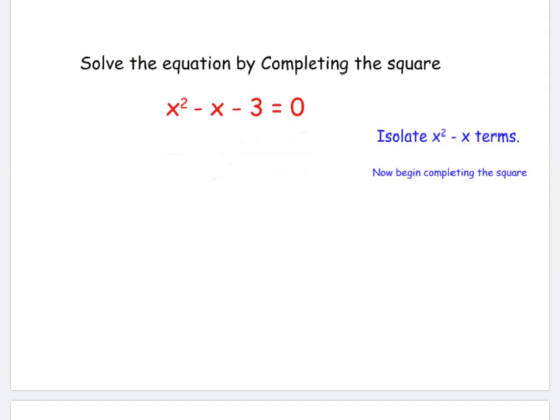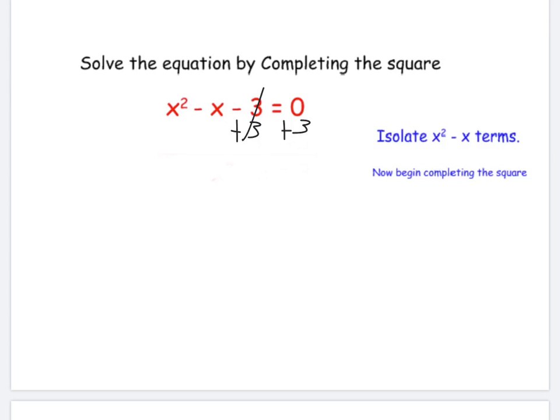So let's take one more example of completing the square. In order to complete the square, it's worth noting that your coefficient of x squared has to be 1. If it's anything else, you have to get rid of it first. But looking at this one, x squared minus x minus 3, the coefficient of x squared is 1, so the only other thing we have to worry about is getting the constant term on the other side. So to do that, we would have to add 3 to both sides.